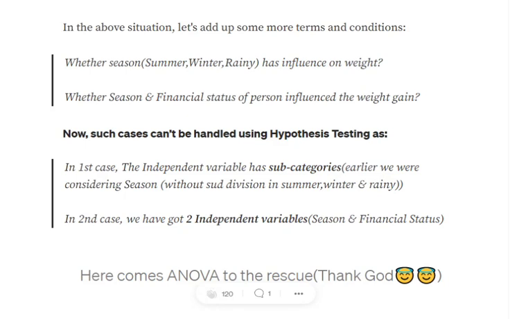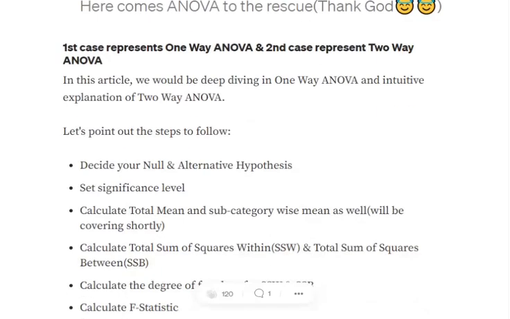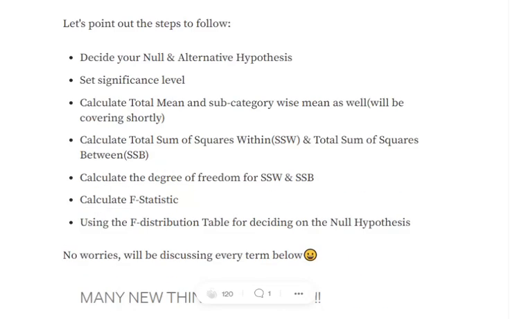The first condition, where we have one independent variable but multiple internal subcategories, is called one-way ANOVA. Similarly, where we have multiple independent categories coming in, it is called two-way ANOVA. In this particular session, I would be talking about how one-way ANOVA can be solved and a brief on two-way ANOVA. The points to be noted are that it is very similar to hypothesis testing.